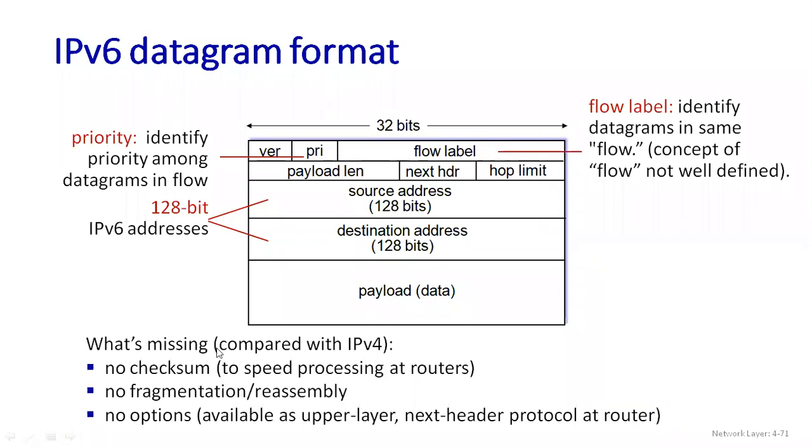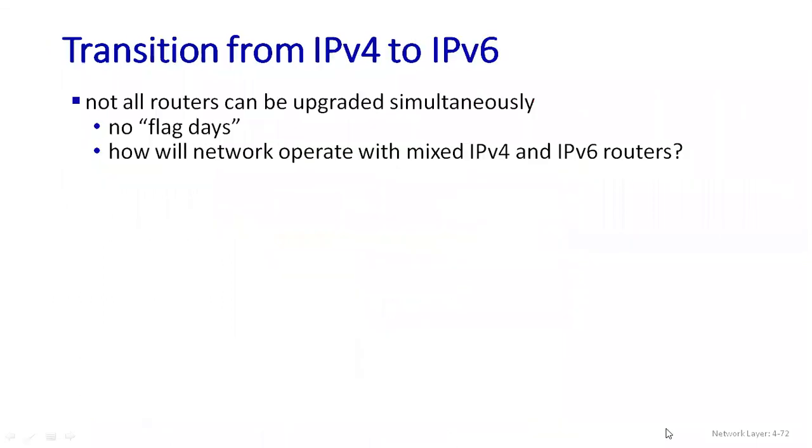Fragmentation and reassembly is also missing, because whenever we send a message, if many networks are connected, my datagrams will break and again reassemble on the destination side. That is also missing inside your IPv6. One more thing is missing, that is, there are no options. It is only available in the upper layers or in the next header protocol at your routers.